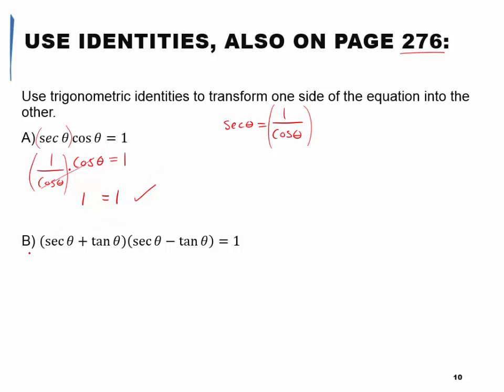For those instructions that say to use trigonometric identities to transform one side of the equation to the other, should we just say prove it? Well, I can't, because it's not a proof. But I can say, show it. Show that it is equal to the other side.